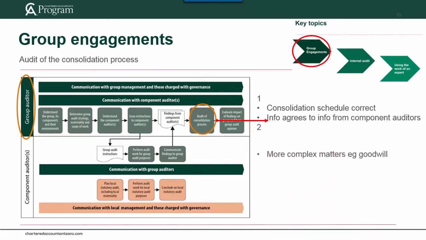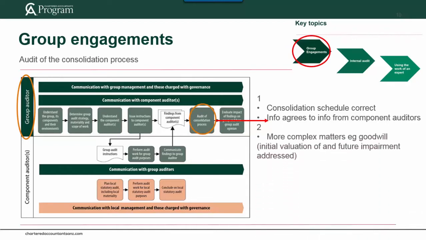The second part addresses more complex matters. For example, where a component has been acquired, the group financial statements would usually record goodwill and other intangible assets in relation to the component. In the year of acquisition, a valuation exercise should have been undertaken, and in subsequent years, ensuring any impairment issues are appropriately addressed.